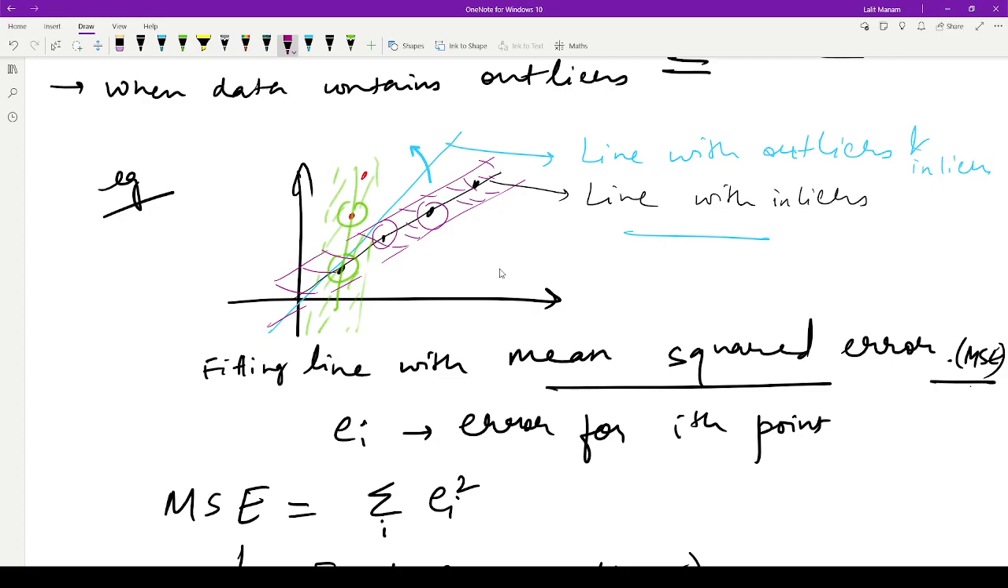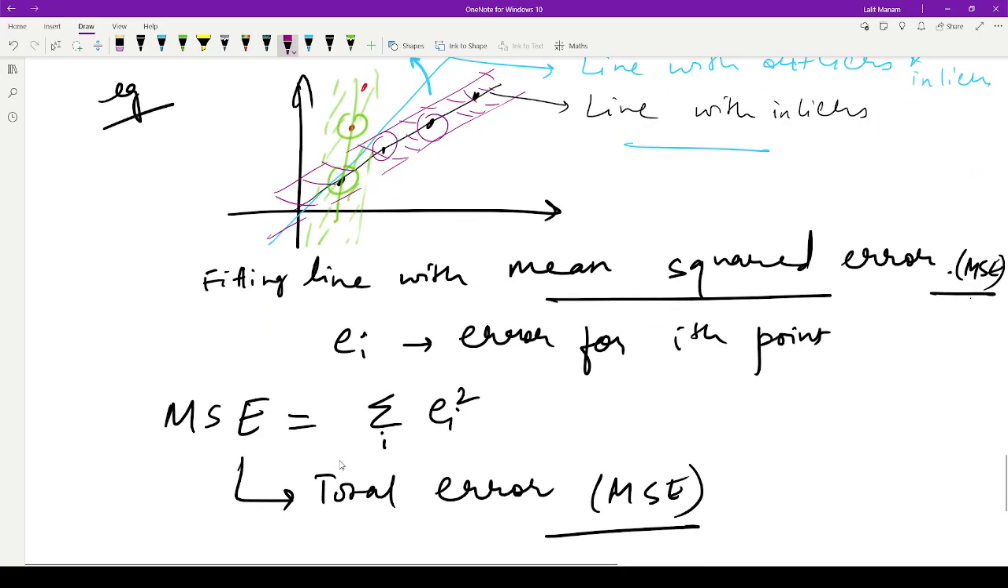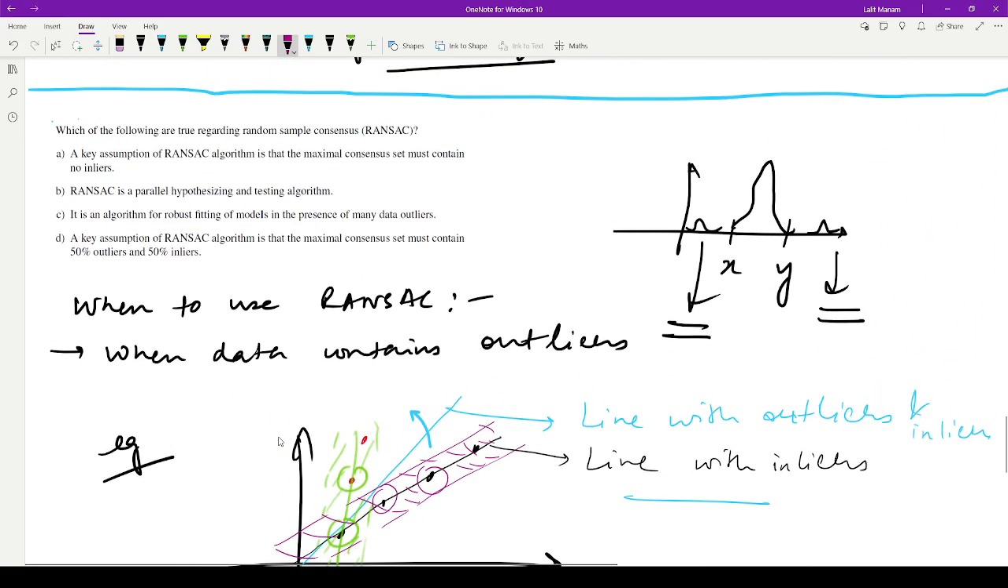In general you just want to detect outliers for any model and then throw them away, and with the remaining inliers you just do a model fitting, usually with mean square error. Okay, so given this idea, can you now answer this question? The key assumption of the RANSAC algorithm is that the maximal consensus set must contain no inliers. Is it right or wrong?